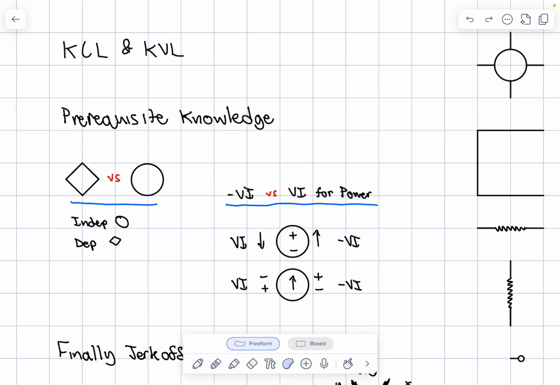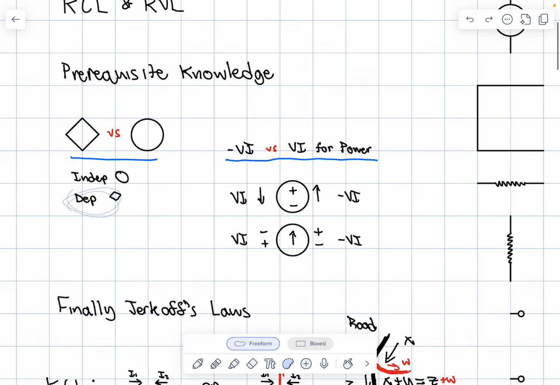versus a circle? Well, a diamond is a dependent current source, or a dependent power source, sorry. And a circle represents an independent power source. And what does that mean? Well, it means that this circle will be attributed some value. Let's call it V or whatever. It could be a number. It could be a sinusoid. It could be some signal.